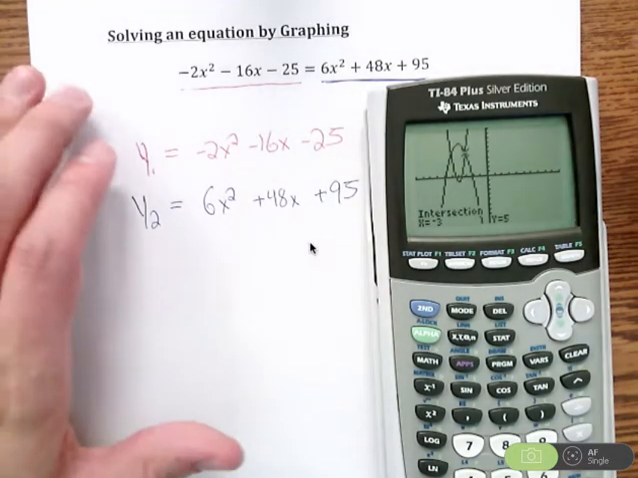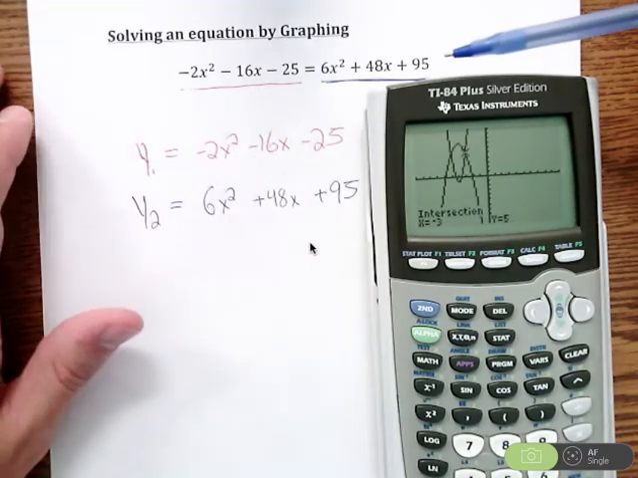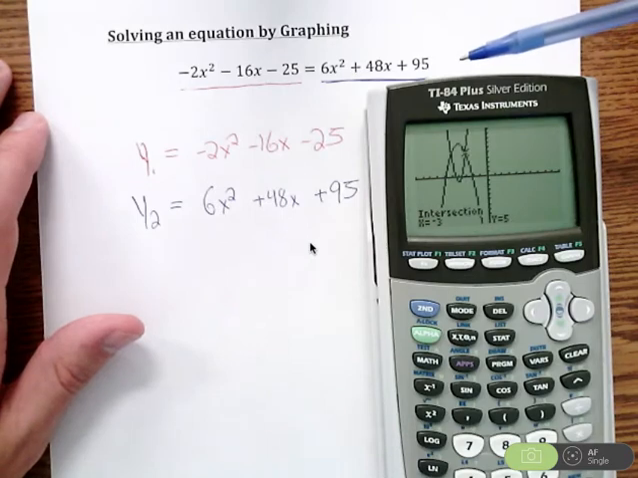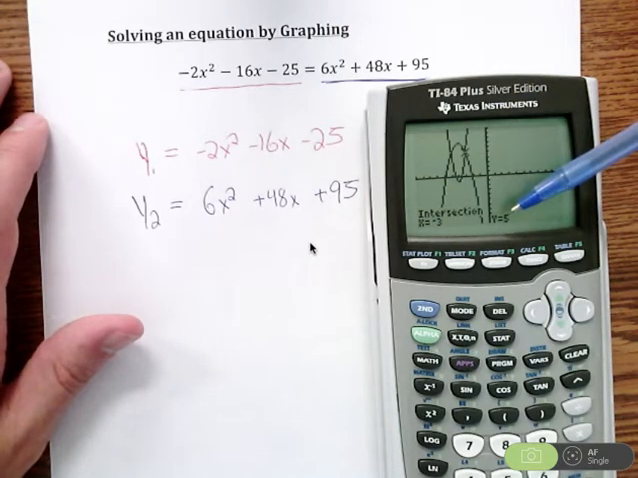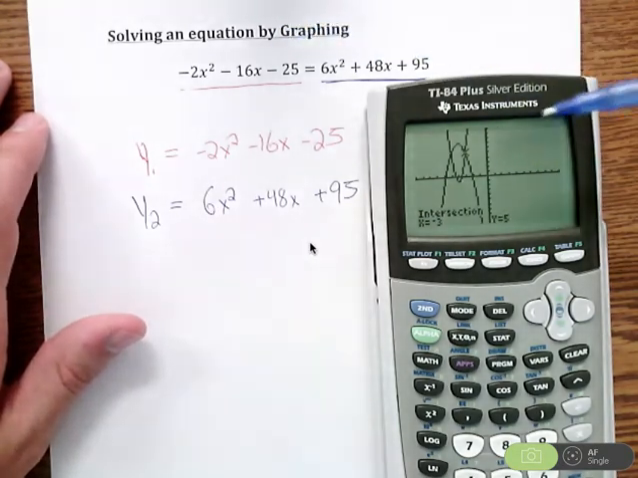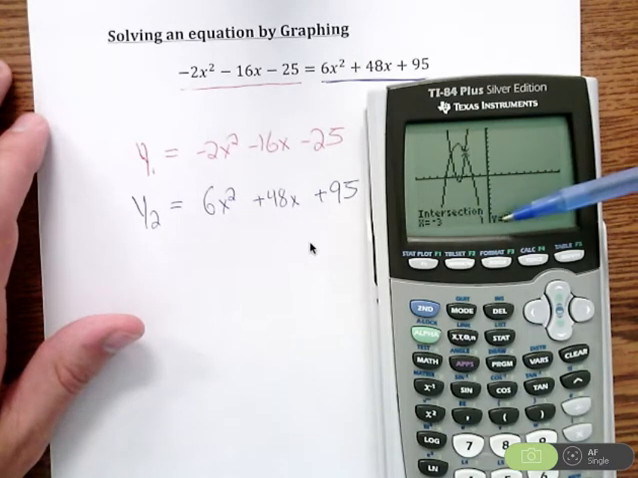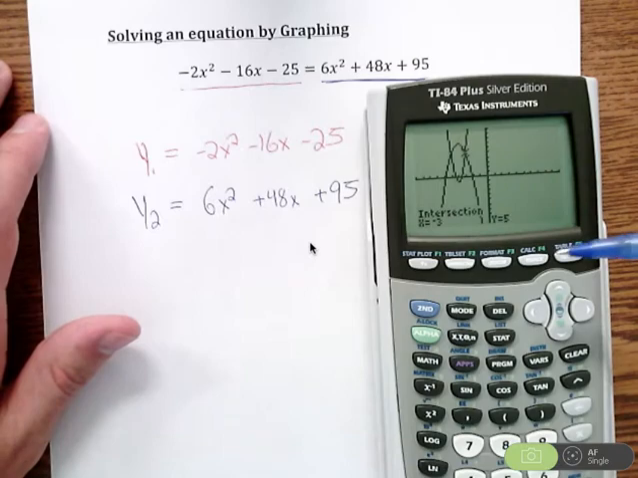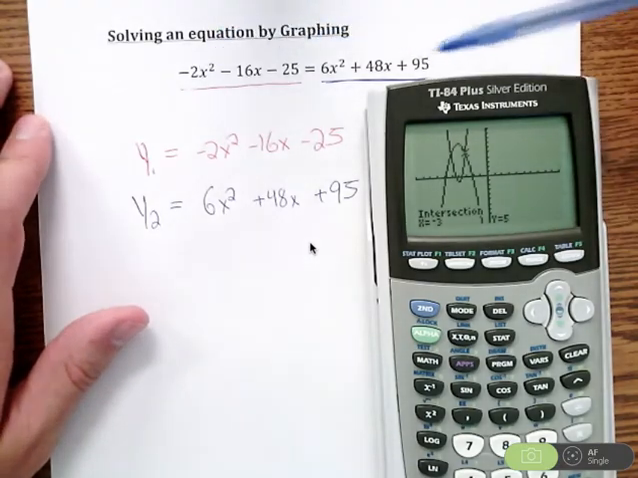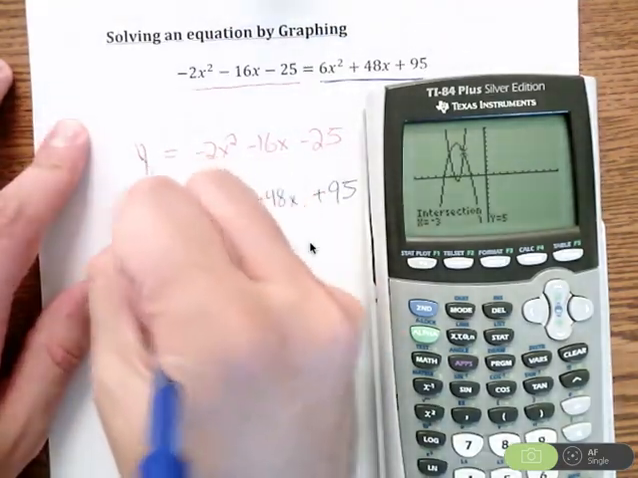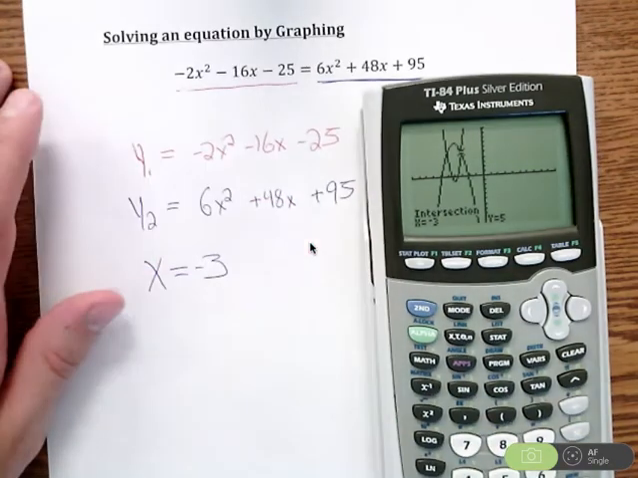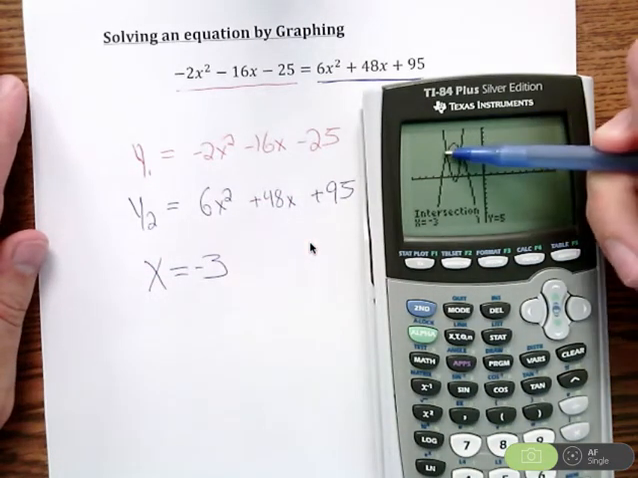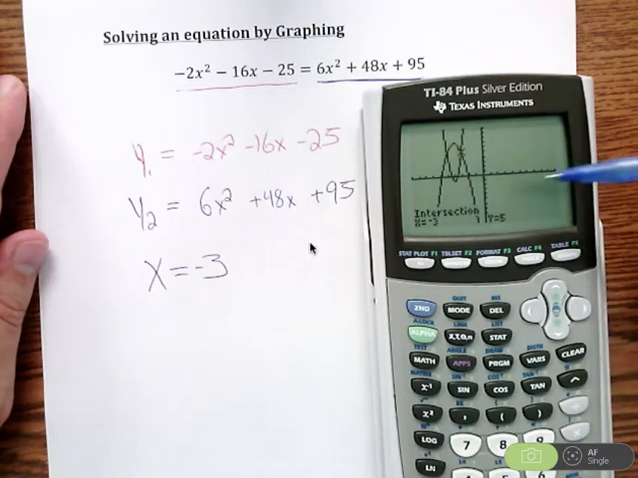But here's the thing. If you look in the original problem, all there is are x variables. There are no y variables, only x. So when we're finding the intersection, I don't really care what y is. All I care about is what x is, since, again, the original problem only has x. So one of my solutions is going to be x equals negative 3. But the thing is there were two intersection points there, so I have to find the other one.